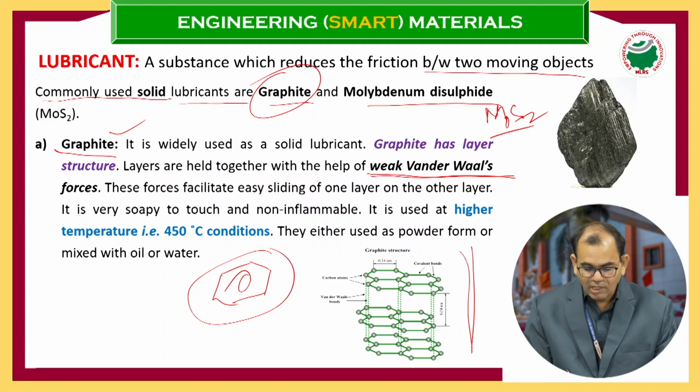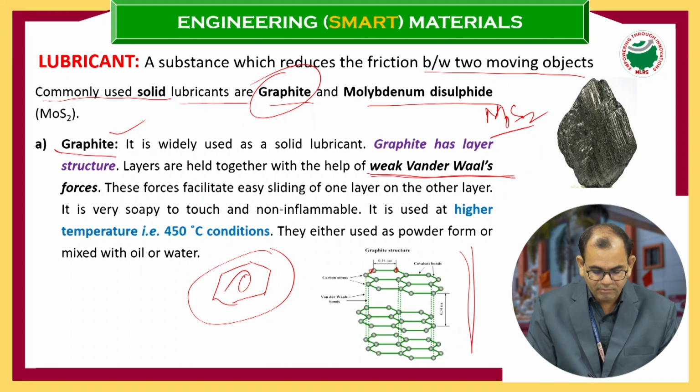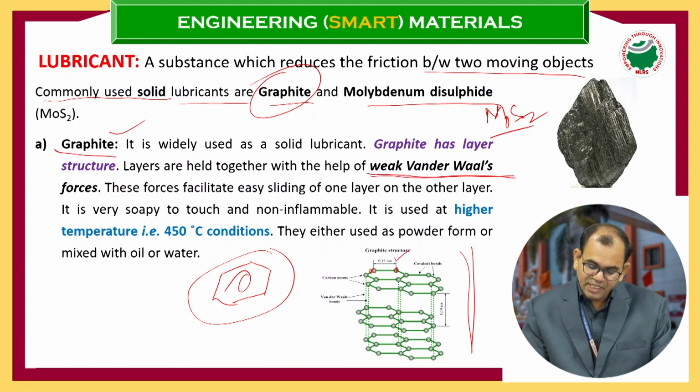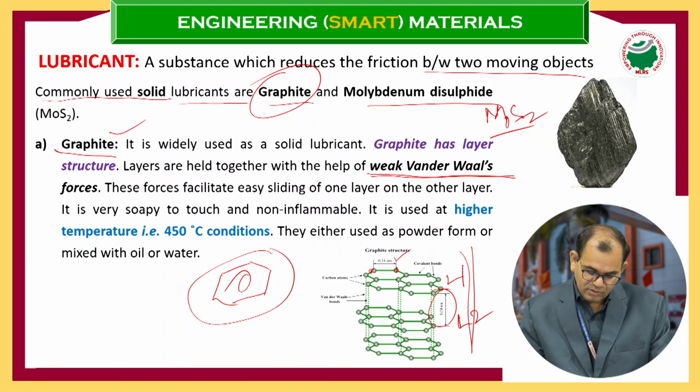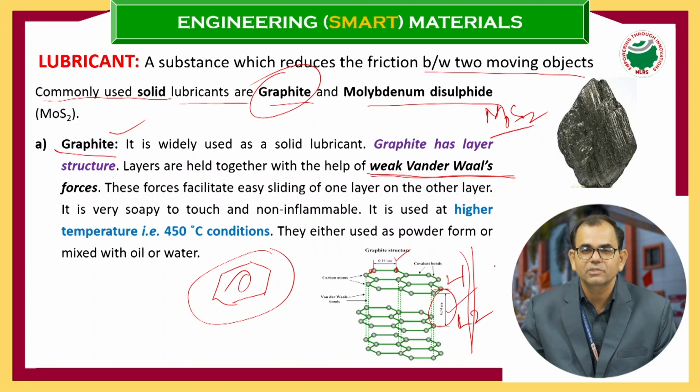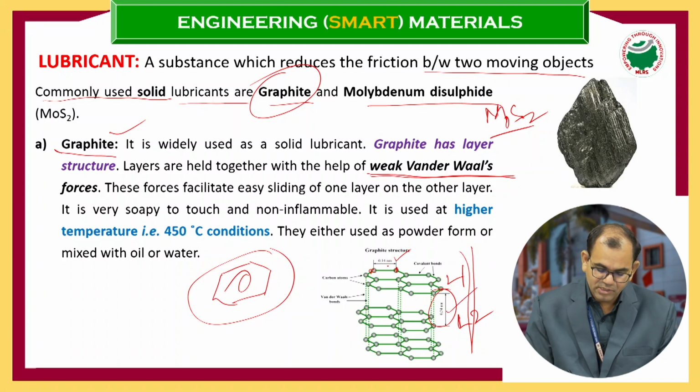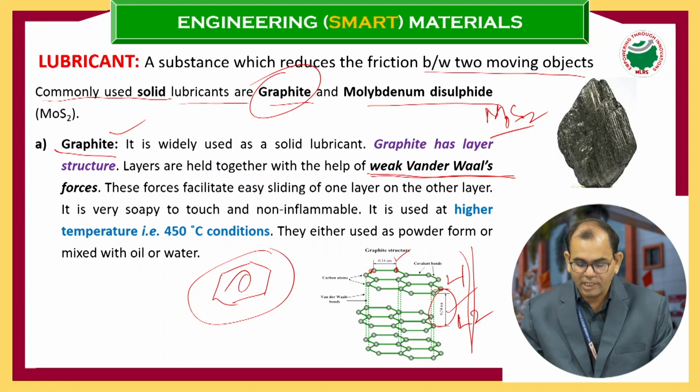Graphite. The carbon to carbon distance in benzene is 0.14 nanometers, whereas the distance between layer 1 and layer 2 is 0.34 nanometers. What is the distance between one monolayer and another layer? 0.34 nanometers. And these graphite layers are held together by weak van der Waals forces. Okay.